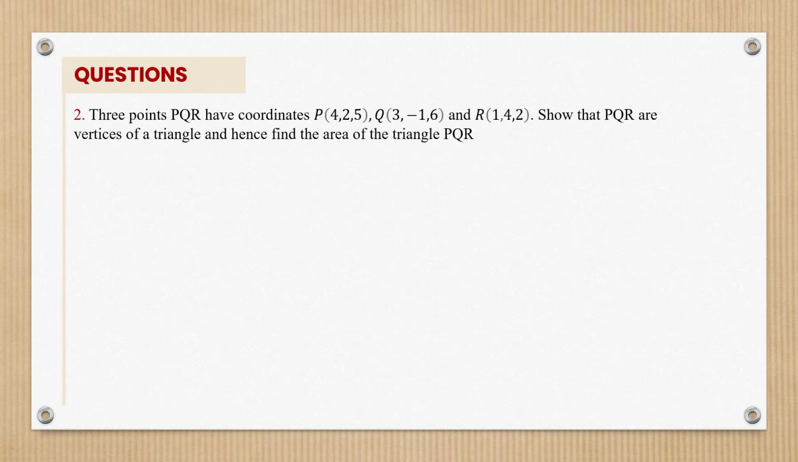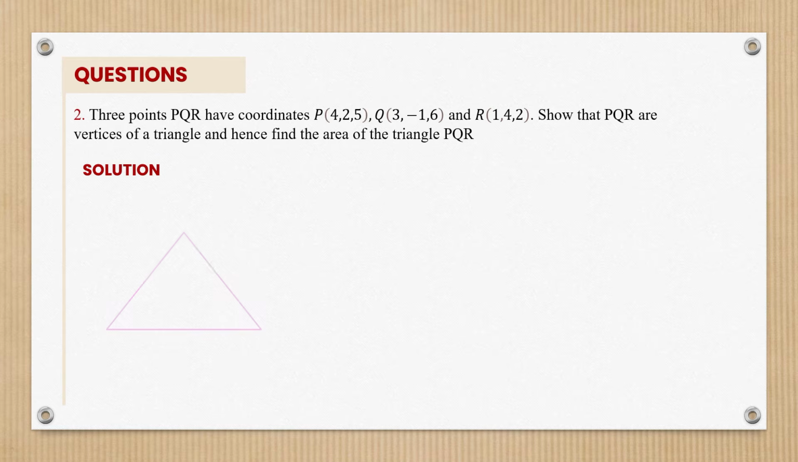Let's look at another question. Three points P, Q, R have coordinates P(4, 2, 5), Q(3, -1, 6), and R(1, 4, 2). Show that P, Q, R are vertices of a triangle, and hence find the area of the triangle PQR. So now we have two things to do. We have to first prove that these are vertices of a triangle PQR, and then find the area of the triangle.